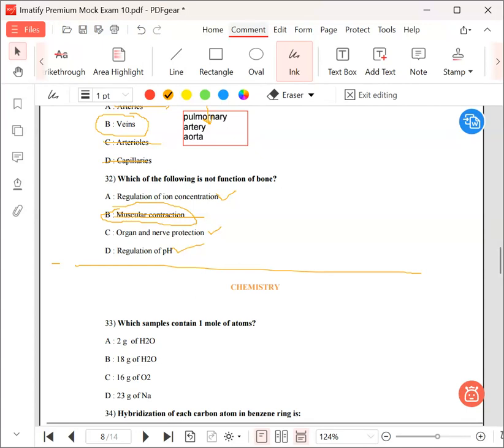How? Because when there is regulation of ion concentration, the calcium and phosphate ion concentration regulation from the blood to bone, there is a regulation of pH. For example, if the concentration of calcium ions increases in the blood so much, then the pH decreases and it affects the pH of the blood.